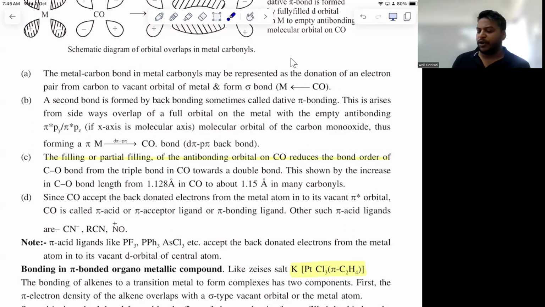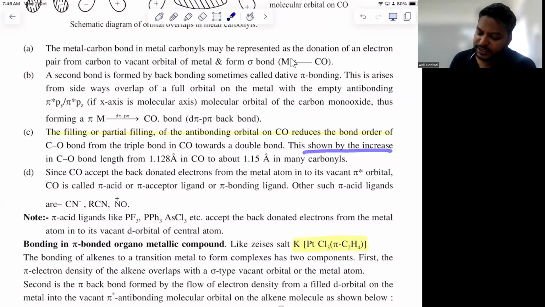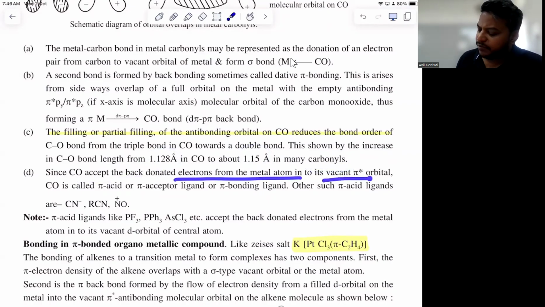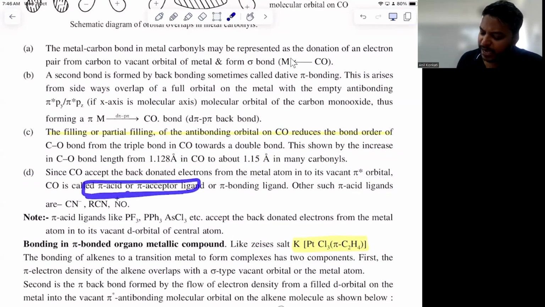Because the anti-bonding orbital is involved, the bond will start getting stretched, because of which the triple bond character will start moving towards double bond. This shows the increase in CO bond length from 1.128 to 1.15 Å in many carbonyls. CO accepts back-donated electrons from the metal atom into its vacant pi star orbital. Then we call it a pi acid or pi acceptor ligand.